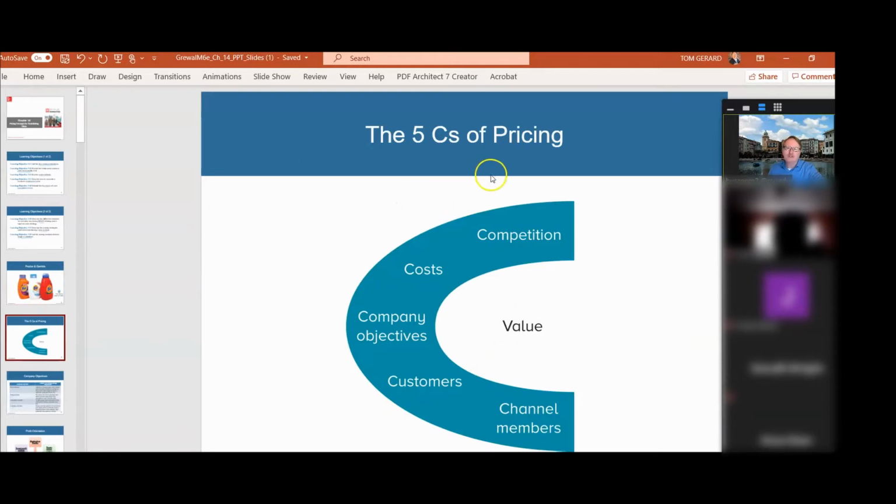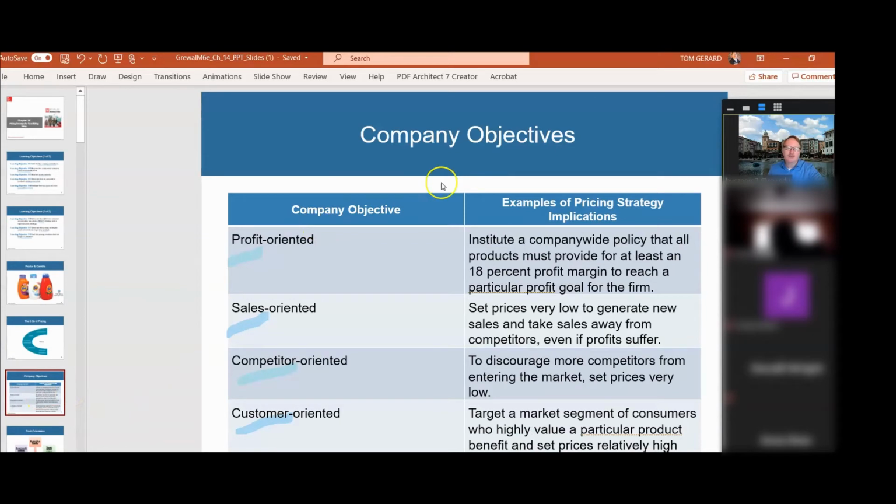So the first thing they start off with is the 5 C's of pricing. In the middle, you'll see a big C, with this value, right? We create value with our customer because, as we said many weeks ago, we're in the value creation era of marketing. And so these are the 5 C's: competition, costs, company objectives, customers, channel members. This one is number 1, the company objectives.